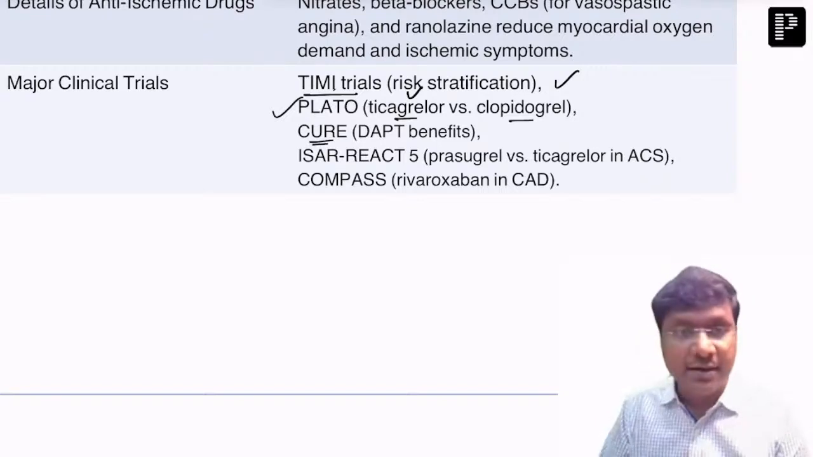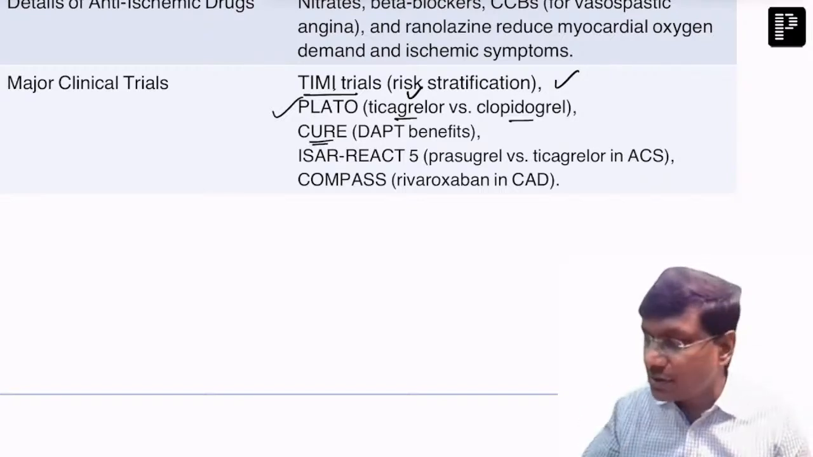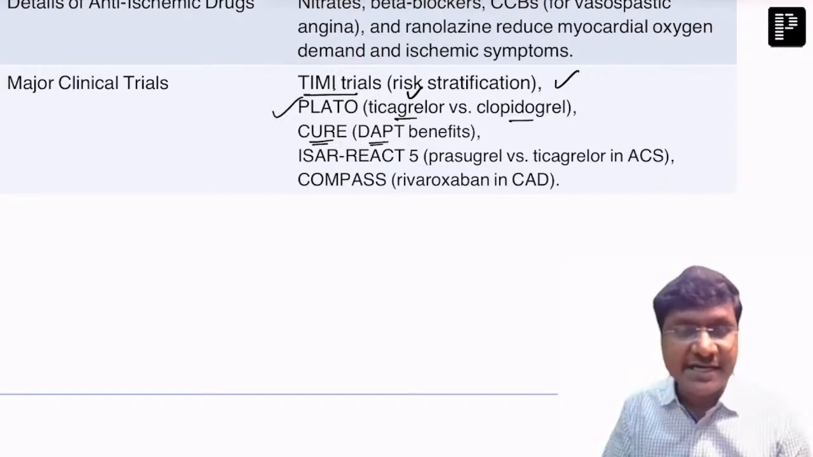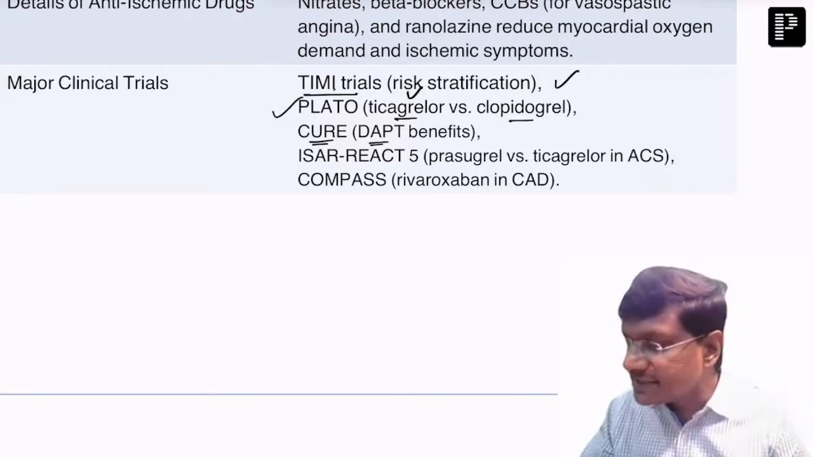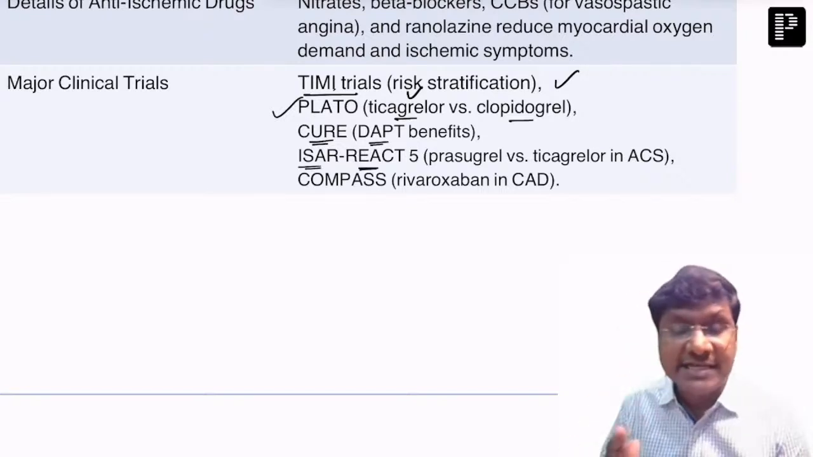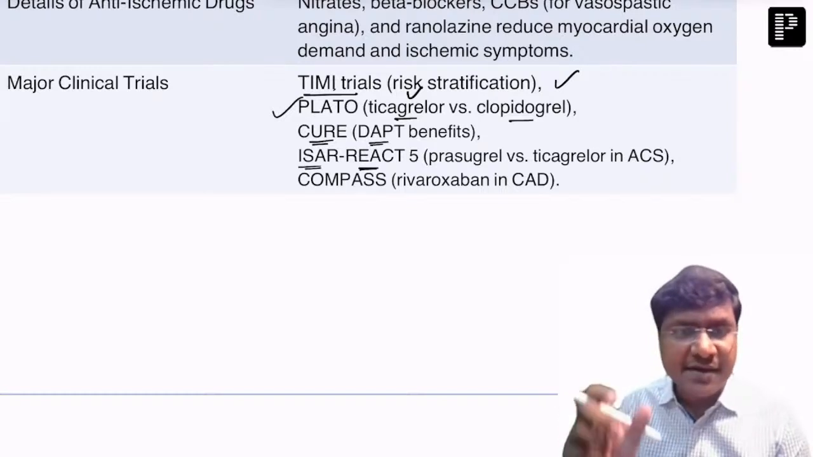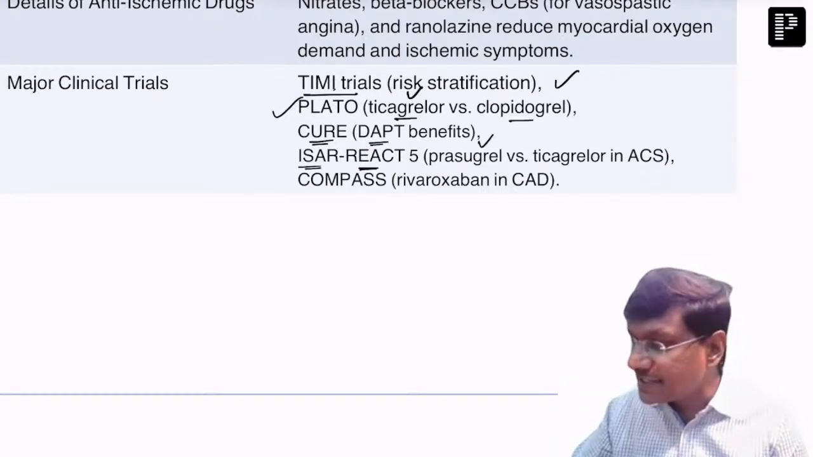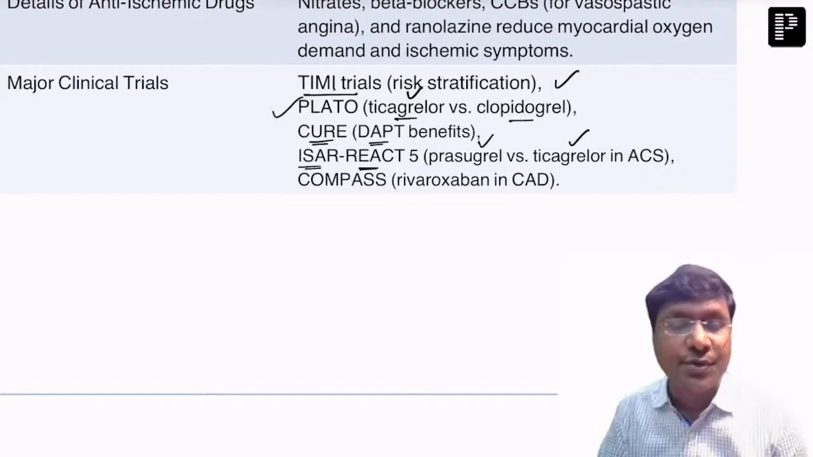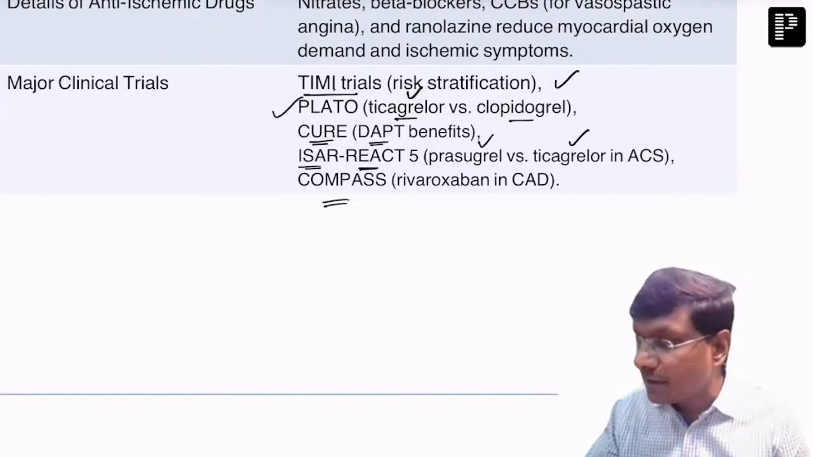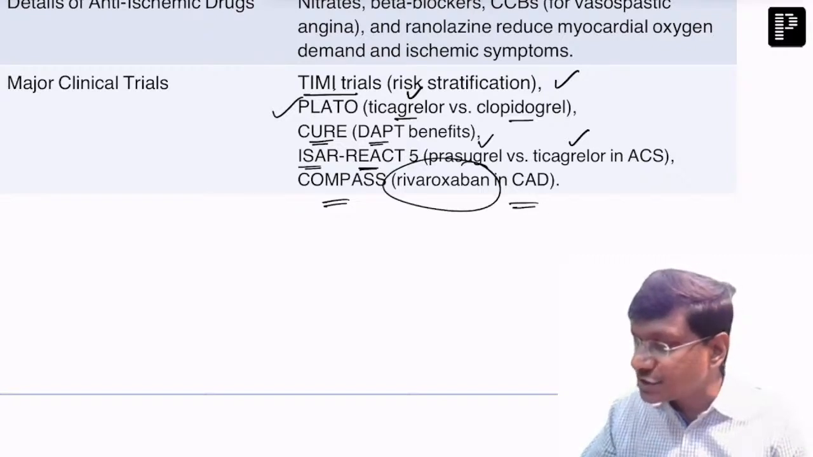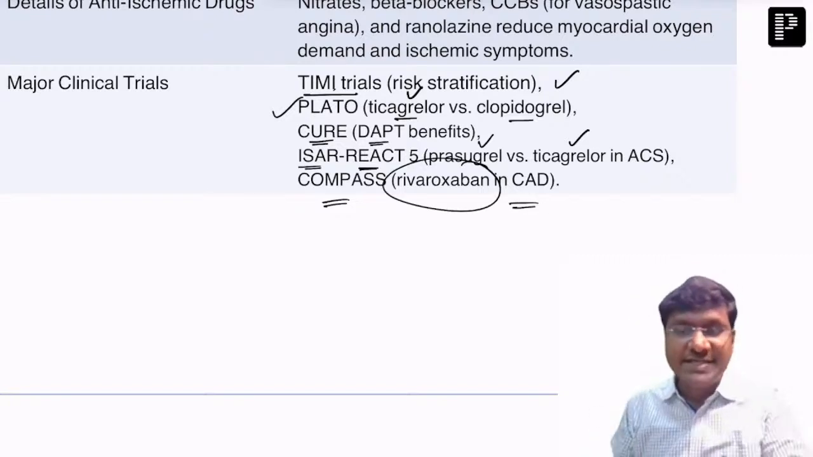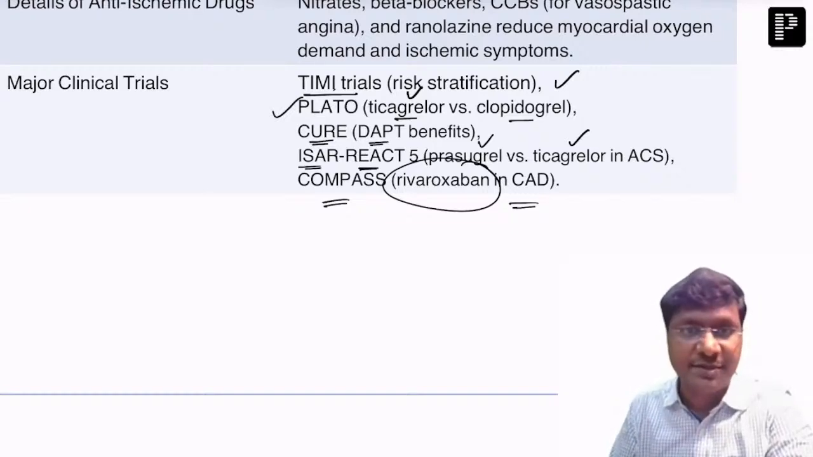Then we have the Q trial. This trial said about the DAPT benefits, and it said that DAPT should be given for nearly around 12 months, and in high risk cases, you need to give for 3 years. Then the next important is the ISAR-REACT trial, which compared prasugrel versus ticagrelor in acute coronary syndrome. And next is the COMPASS trial, which looked at the role of rivaroxaban in patients with coronary artery disease. So these are the trials in case of the NSTEMI, right?